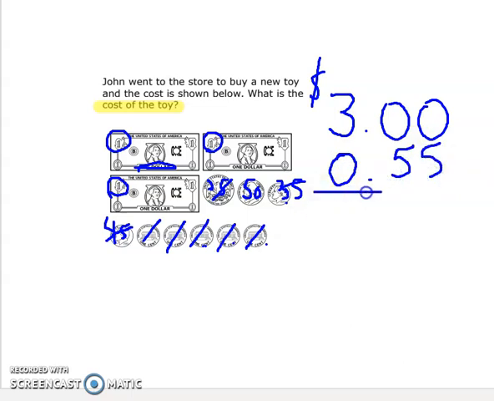So all together, I can just add them like I always do, starting in the first column and going all the way across. And the cost of my toy is $3.55.